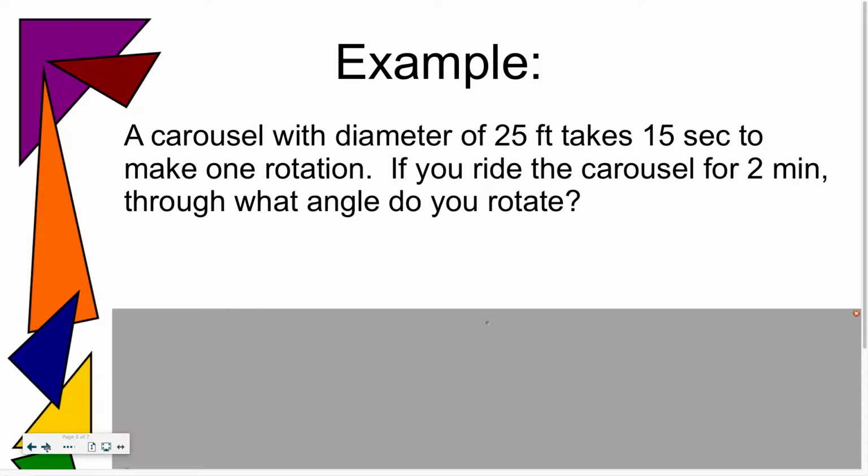So we're on a carousel. It has diameter 25 feet and takes 15 seconds to make one rotation. Suppose you're on that carousel for 2 minutes. Through what angle will you rotate? Go ahead and talk to your group members and see if you can decide an answer for the angle through which we rotate on this carousel ride.